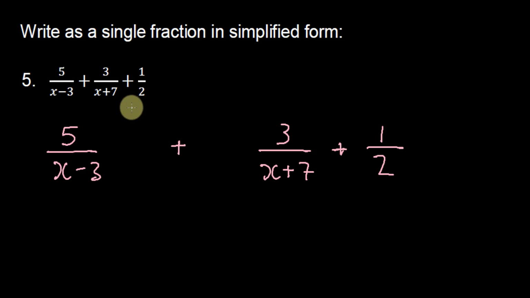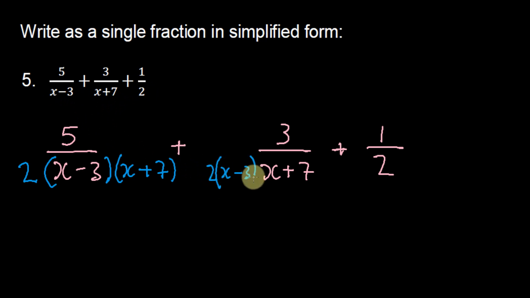Let's make the denominators the same. So the x minus 3 here, we're going to multiply by 2 as well as by x plus 7. So by 2 and by x plus 7. The x plus 7 here, we're going to multiply by 2 and by x minus 3. And the 2 here, we're going to multiply by x minus 3 and by x plus 7. Now all the denominators are the same.